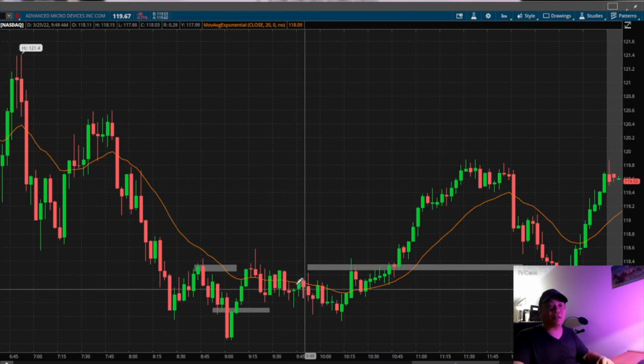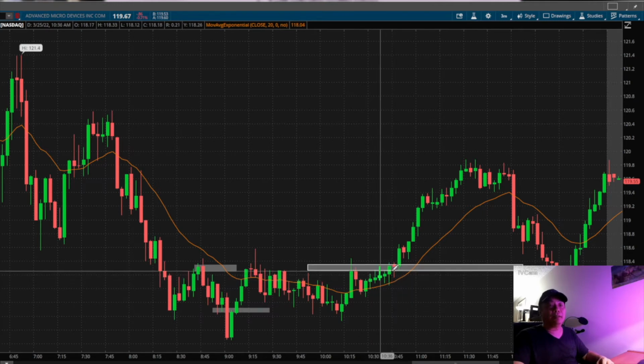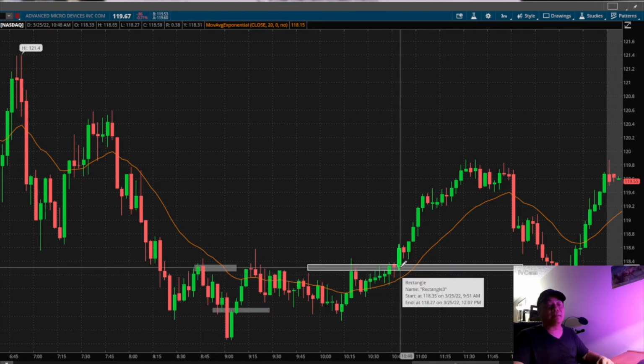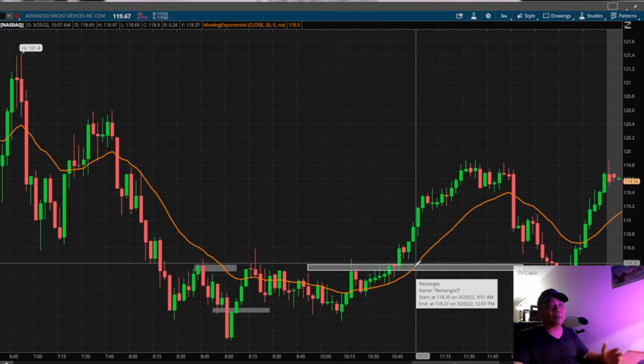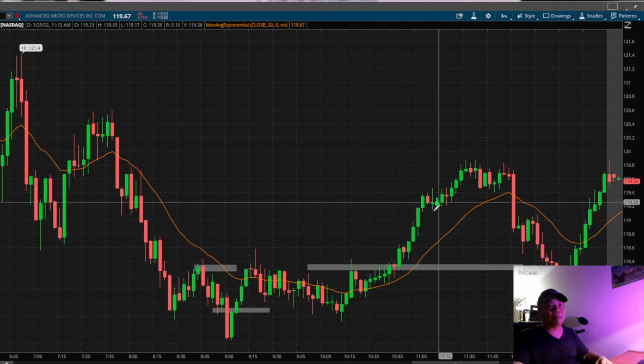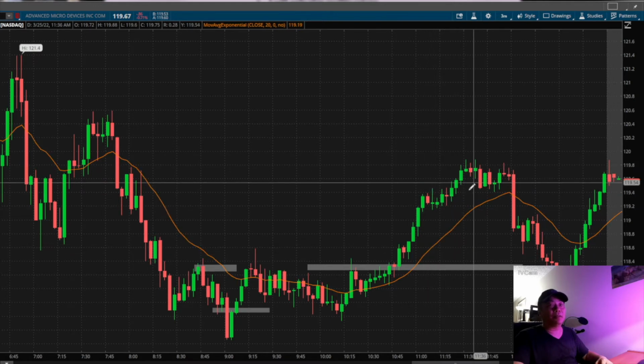Consolidating right here, as you can see. And then it goes back up here, and then you get executed on your trade of buying in at the same price. And look what happened. It's going back up, all the way up, and there you make your profit.